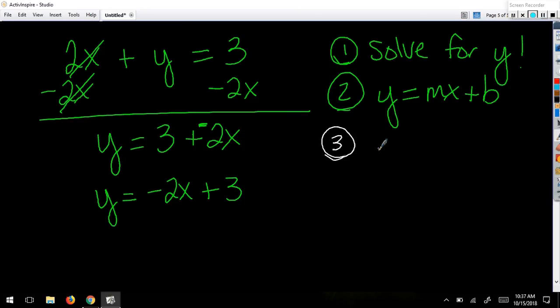Now look at the equation. What's the y-intercept? What's the slope? Negative 2 over 1. Don't keep the x with it, it's just the number in front of x. So this means I'm going to go down 2 to the right.